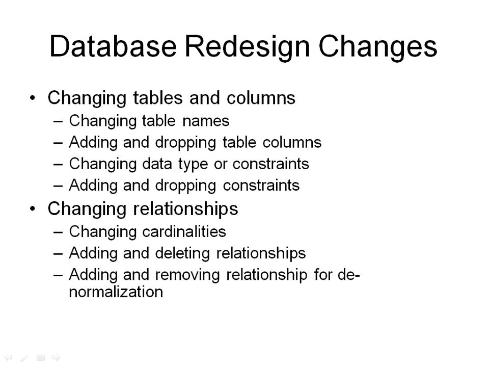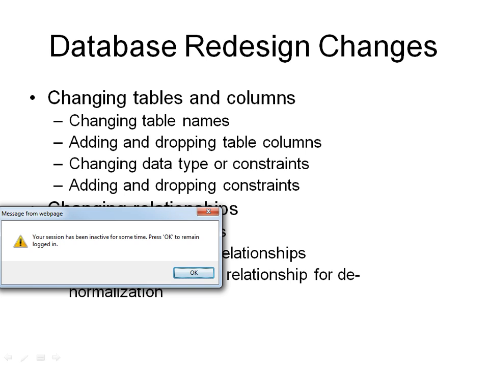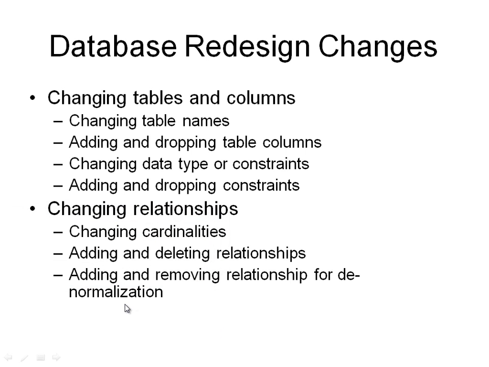Some of the database redesign changes are changing tables and columns, such as changing table names, adding and dropping table columns, changing data types or constraints, adding and dropping constraints. There are other changes that are related to relationships, such as changing cardinalities in the relationship, adding and deleting relationships, adding and removing relationships for denormalization.